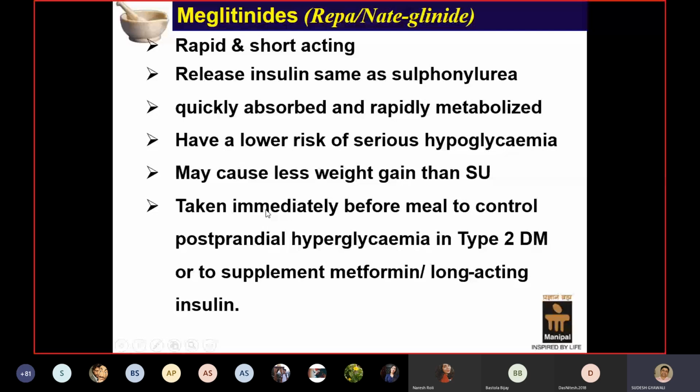And it is generally meant for meglitinide. They are preferred to supplement metformin or long-acting insulin. They are not used as a single drug.